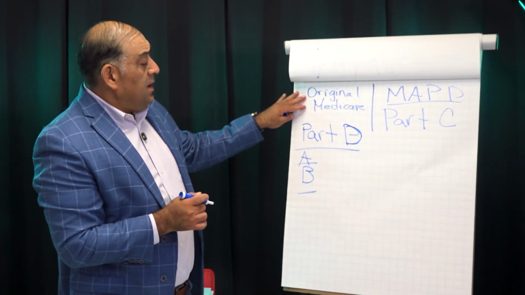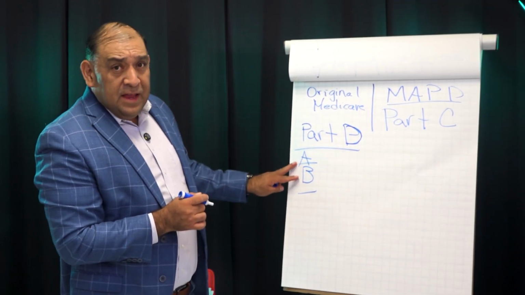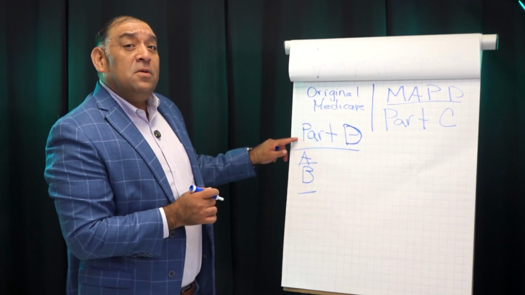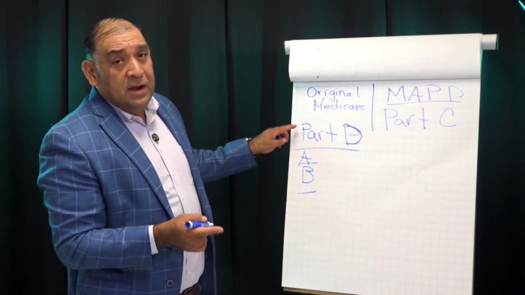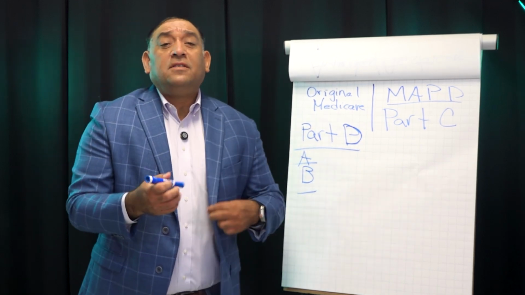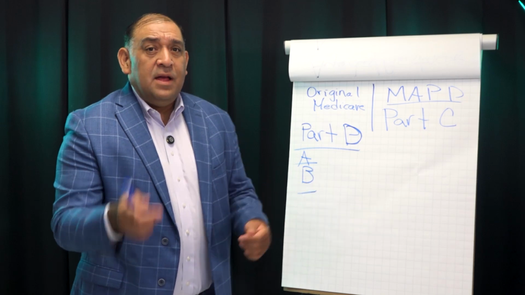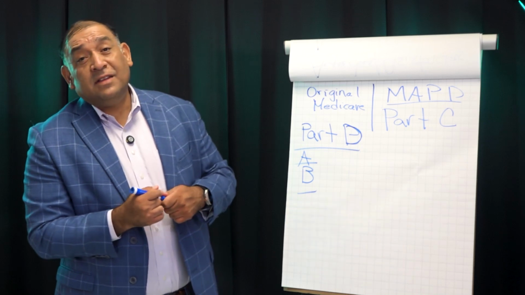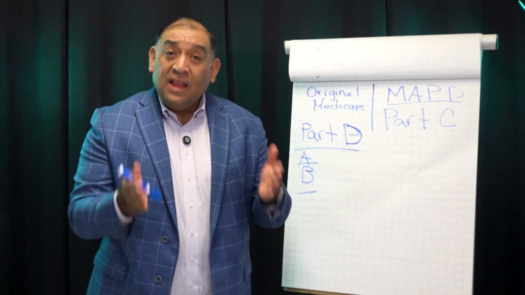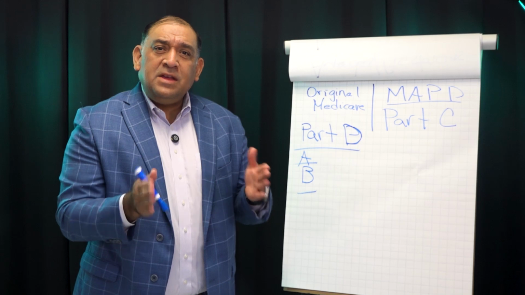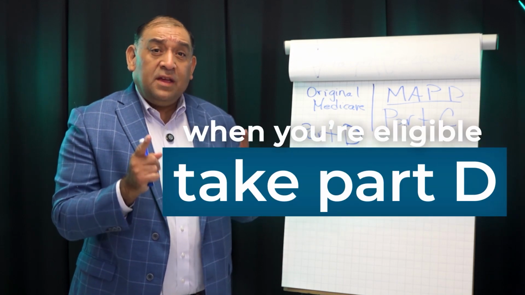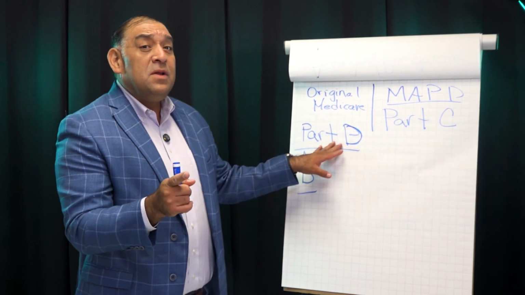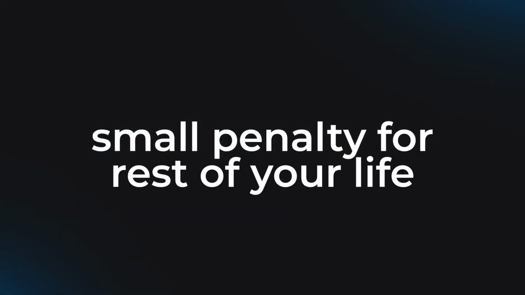So original Medicare, remember, includes your A and B, your hospital coverage and your doctor coverage, but you can also include Part D. The federal government says you may wish to add it, but if you do not add Part D, guess what happens? You get a penalty. It's a lifetime penalty. So please make sure when you're eligible to get your Medicare that you take your Part D, because if you don't, you will have a small penalty for the rest of your life.